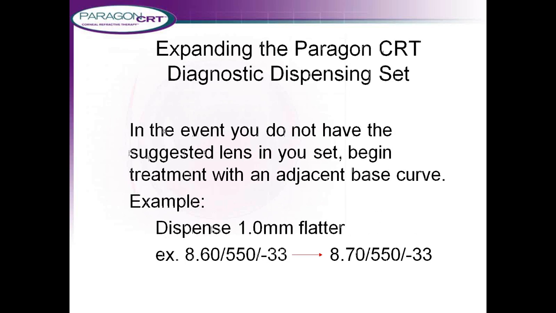In the DDS system, there are no duplicate parameters. If the candidate calls for the same lens in each eye, trial the called for lens in one eye, and for the other, stay with the same return zone, landing zone angle combination, but move to the next available base curve. Most often, it would be to the next flatter base curve. In this example here, we see that the called for lens is an 8.6 550-33, and because you don't have two of those, you would fit the fellow eye with an 8.7 base curve, but stay with the same 550-33 combination.